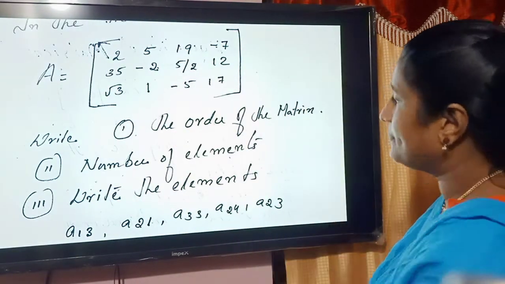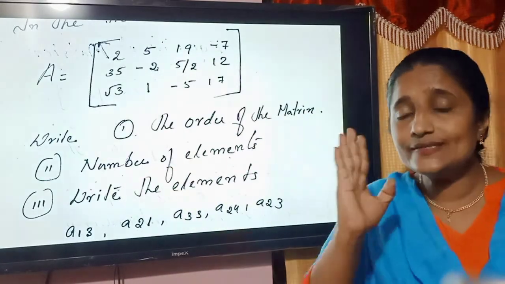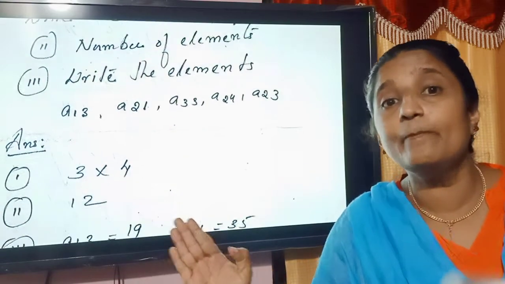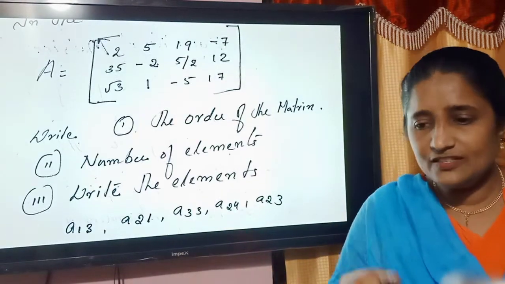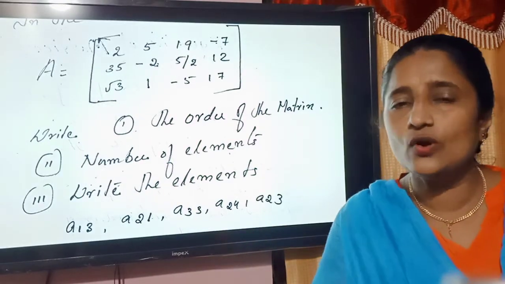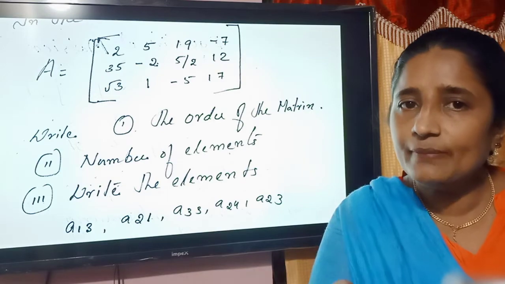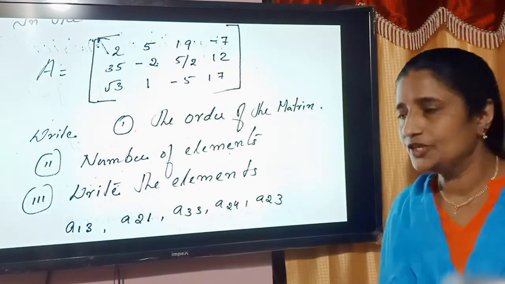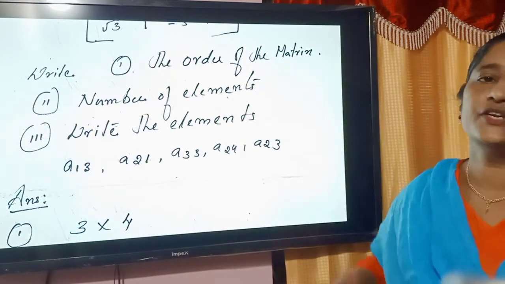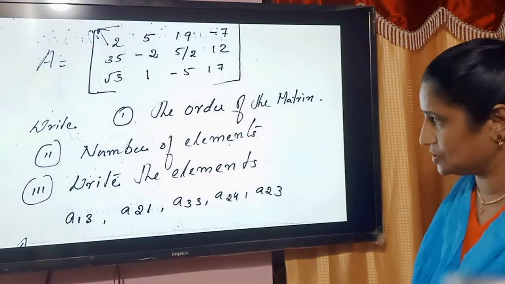Now the first part is the order of the matrix. A matrix having m rows and n columns is an m by n matrix. That means row by column. So how many rows are here? 3 rows. How many columns are here? 4 columns. So what is the order of this matrix? 3 by 4. Understood? So the first part answer is 3 by 4. Did you clear?